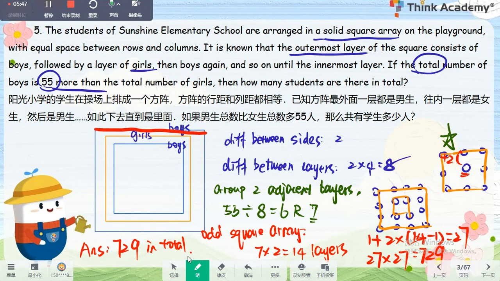When we just know the difference between the two groups of students, we need to find the relationship between layers and the difference. And second, what kind of square array it is, and its size, depends on the remainder after we do the division. Hope you can get it. There are too many steps, and it is really long. We need to think about it in a really logical and serious way.